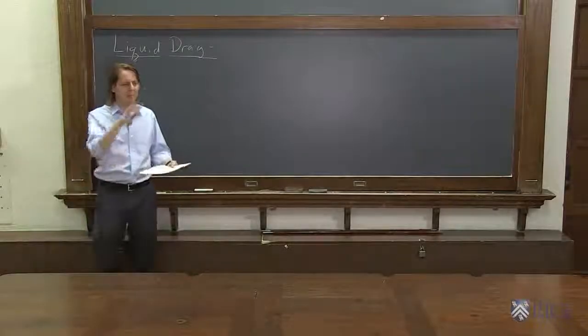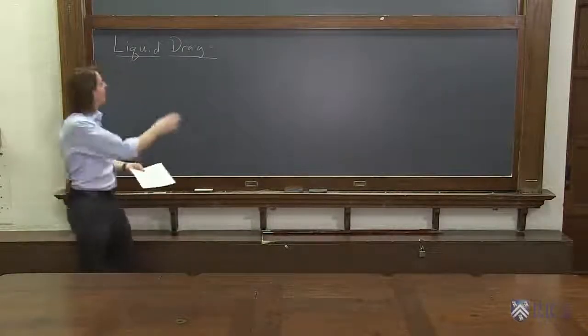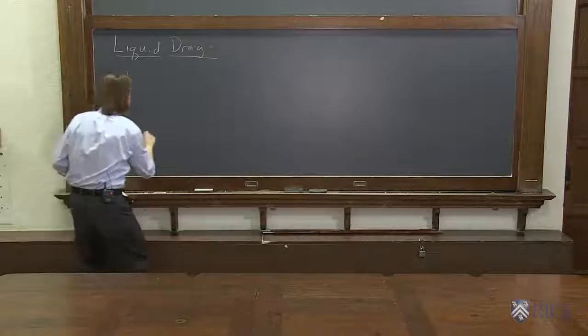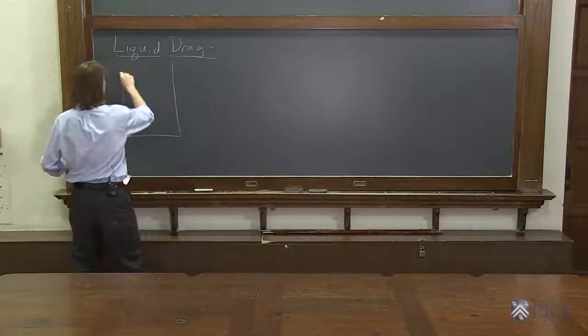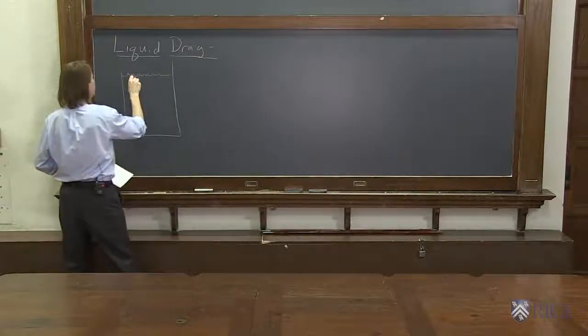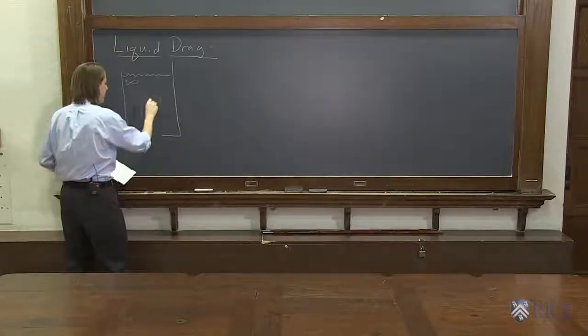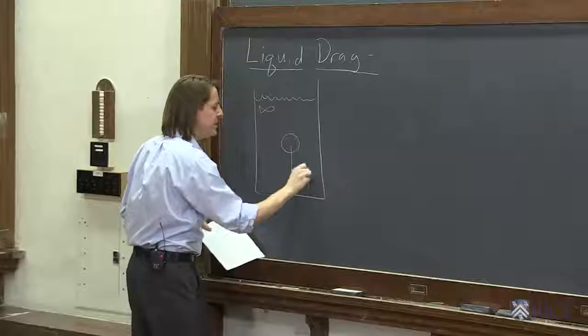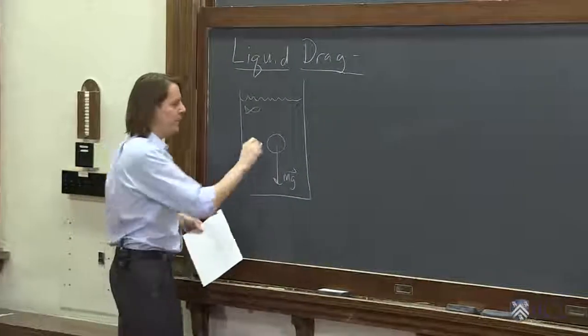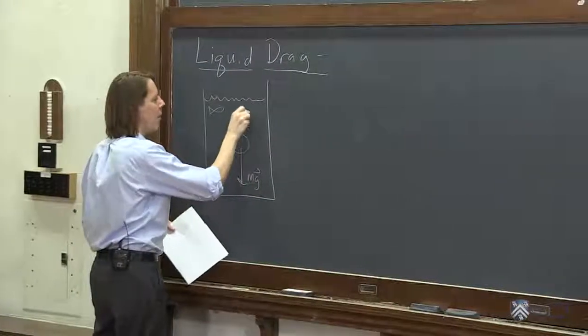We just talked about a mass falling through the air. Now let's think about a mass falling through a liquid. So say we had a beaker of water here. I always specify water with waves and a fish like that. If we had a mass falling through this water, it would feel a force mg, and it would also feel a resistive force pulling back, r.